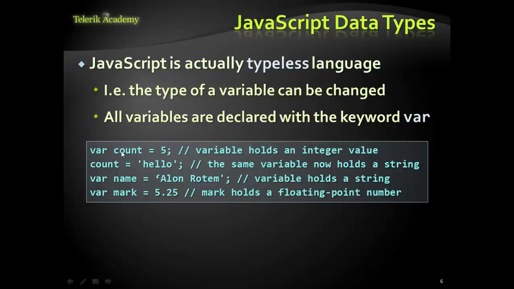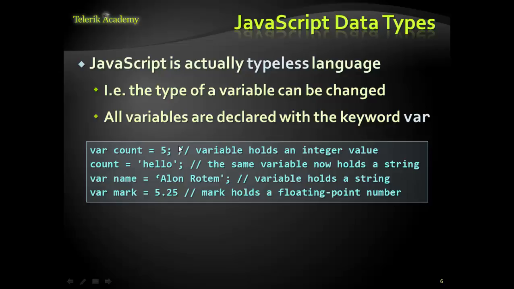In this case, for example, we have here a variable called count, and we initialize its value to the number 5. But then on the next line, we use the same variable to hold a string. And JavaScript doesn't care about that. And as I also mentioned in the previous session, even strings can be defined with a single quote or a double quote. It doesn't matter.